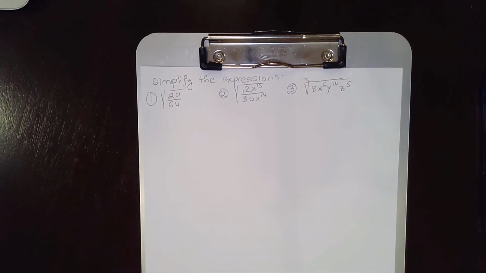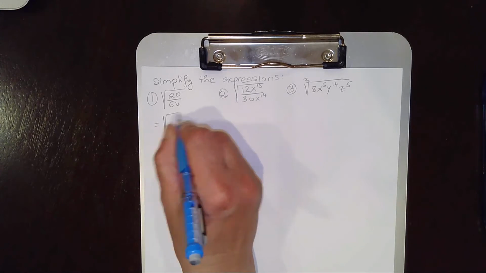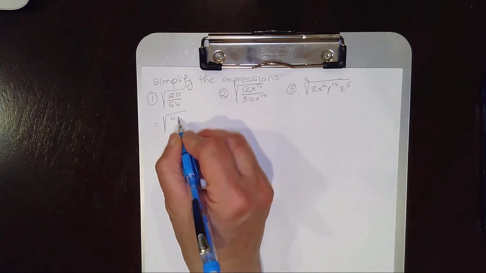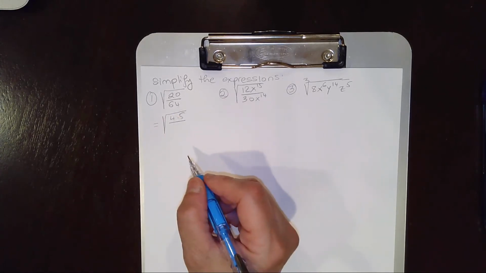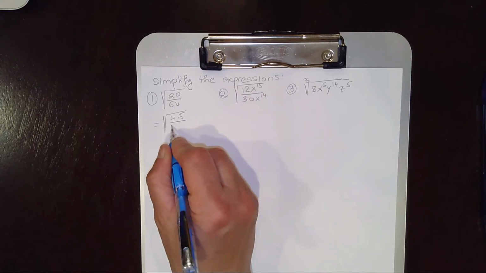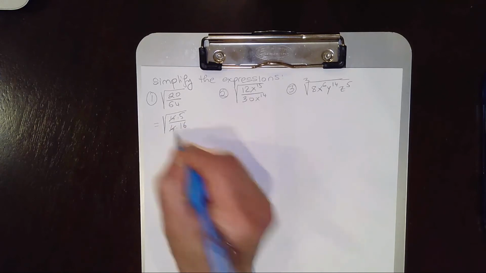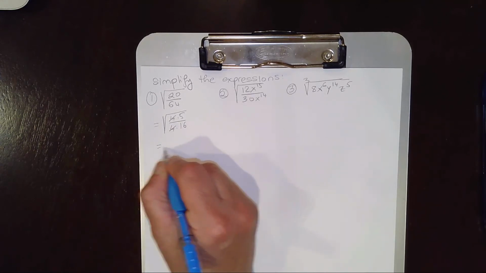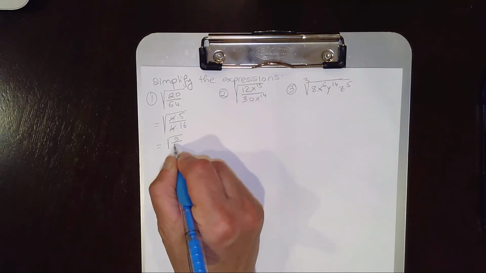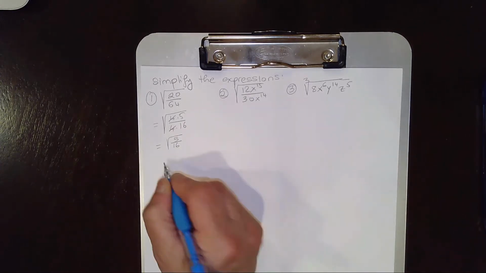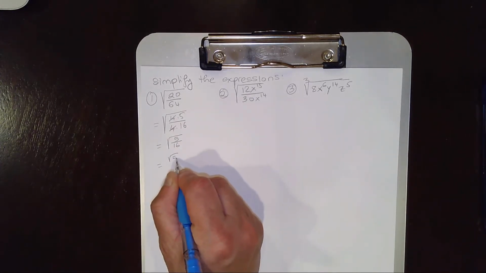Okay, let's simplify the following expressions. Number one, we have the square root of 20 over 64. So let's see, we know that 20 is 4 times 5 and 64 is 4 times 16. So this simplifies, the 4 and the 4 cancel out, and you're going to end up with the square root of 5 over 16. You can separate the numerator and the denominator.